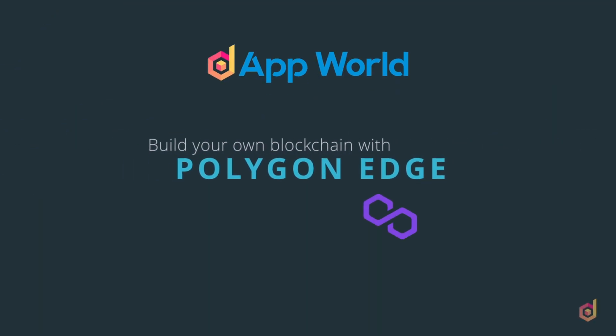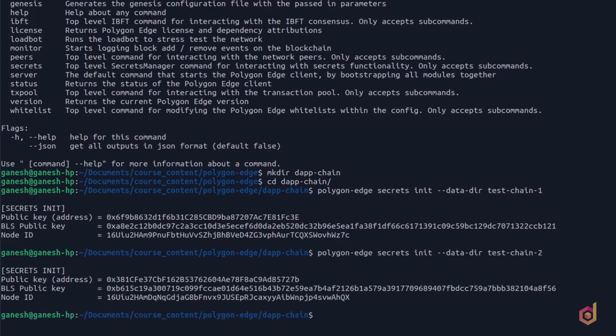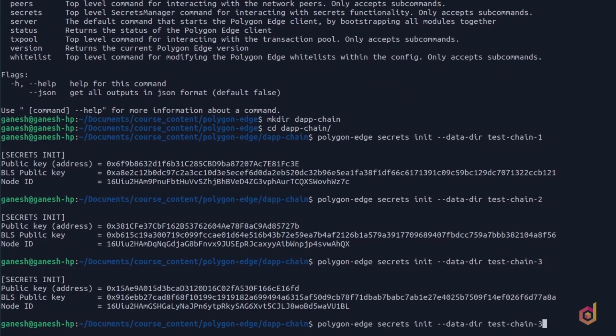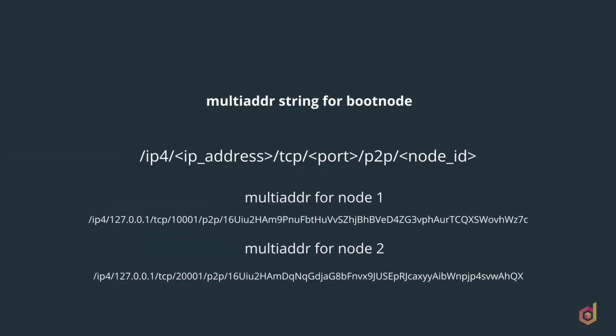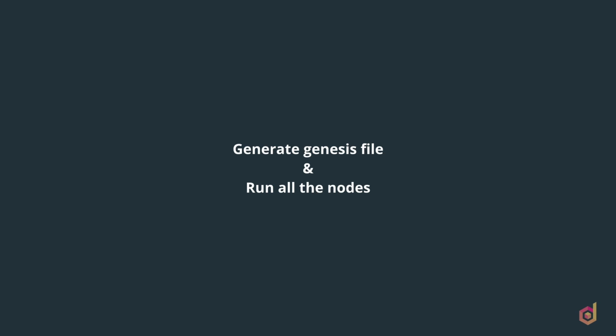Hello and welcome back. So we have initialized the data structure and all the node information like validator keys, the node ID and the boot node multi-address strings. We are good to go for creating the Genesis file and running all the nodes.